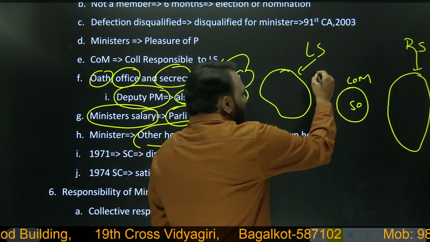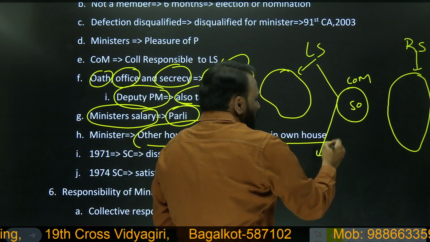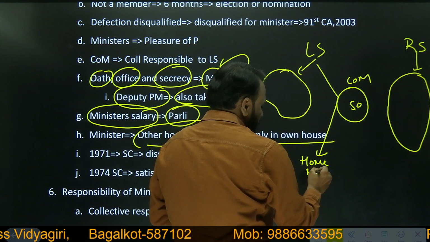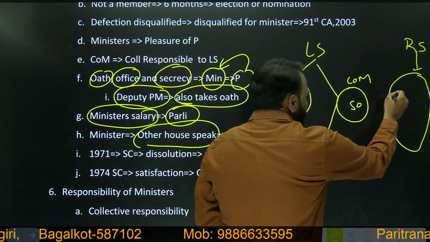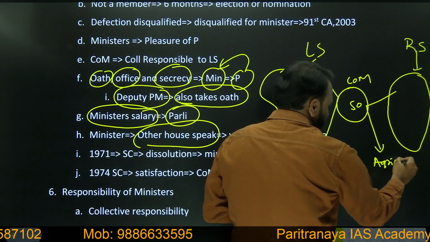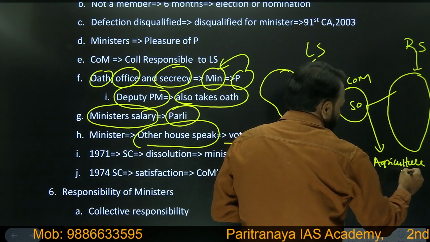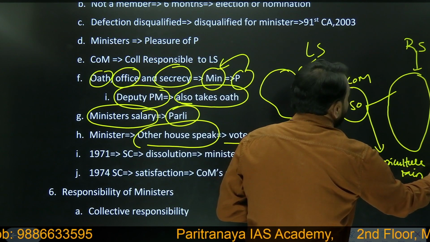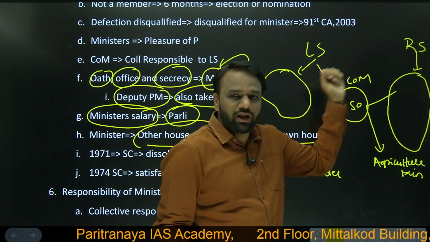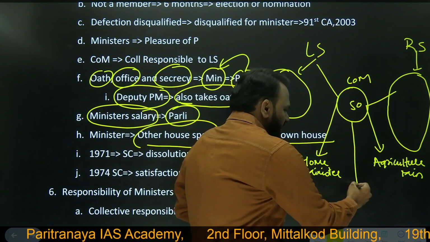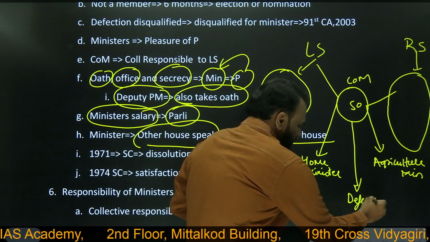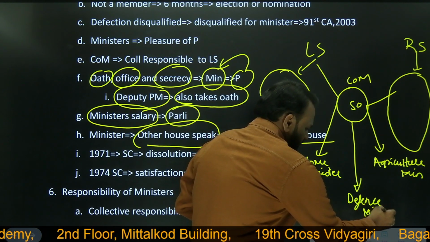I'll take an example. One person of Lok Sabha who is a minister; let us assume he is Home Minister. Another person from Rajya Sabha is, let us assume, Agriculture Minister. Next we shall consider one more example. A person who is neither a member of Lok Sabha nor a member of Rajya Sabha is also a minister. That possibility is also there. Let us assume he or she is Defense Minister.